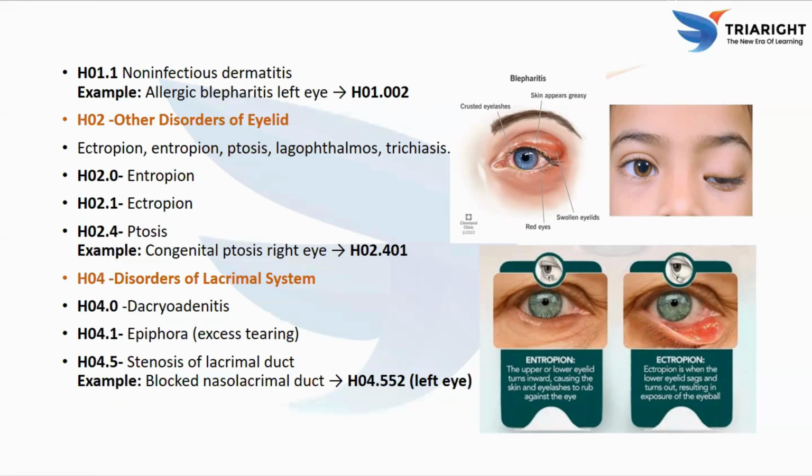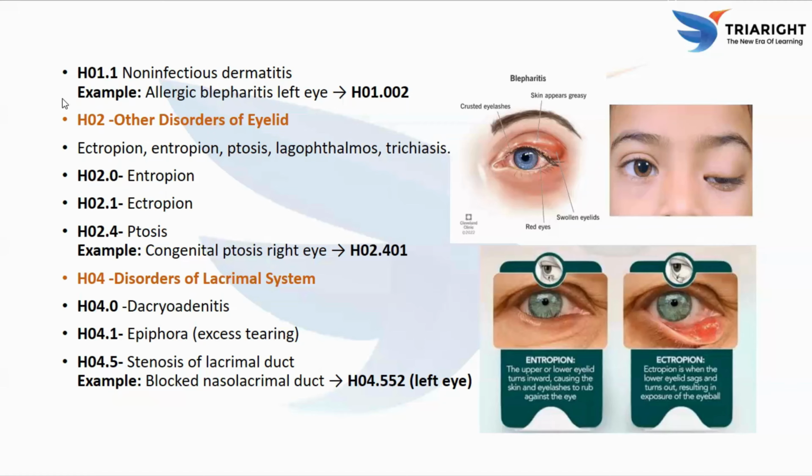So here you can see the clinical features from the image. Crusted eyelashes, the greasy appearance of the eyelid skin, swollen eyelids, redness and irritation, and also itching or burning. So these are all the symptoms of blepharitis infection.